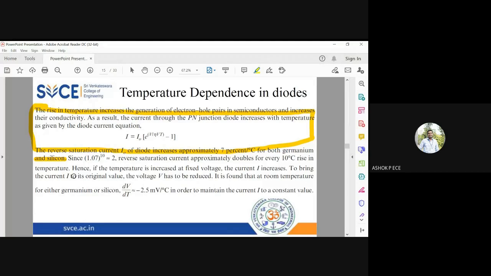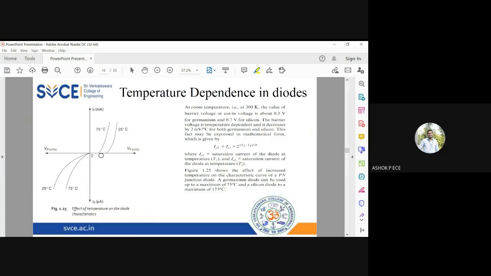So if you are going to use this PN junction in reverse bias in a very high temperature place, there is every chance that the current is going to double for every 10 degree rise in temperature. Hence, when the temperature is increased at a fixed voltage, the current is increasing. That is why we use this approximation: dV by dT is approximately minus 2.5 millivolt per degree Celsius to maintain the current at a constant value. With the current constant, you should know how much the temperature, whether it increases or decreases, affects my diode. That you have to understand very clearly.